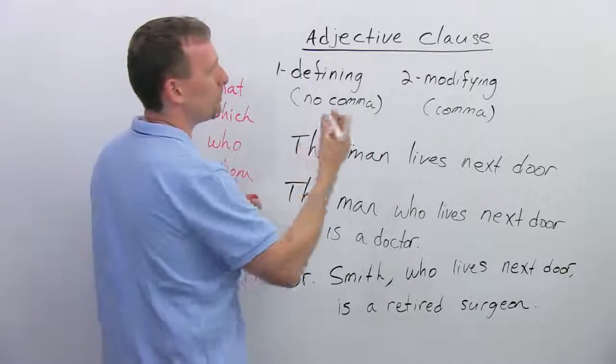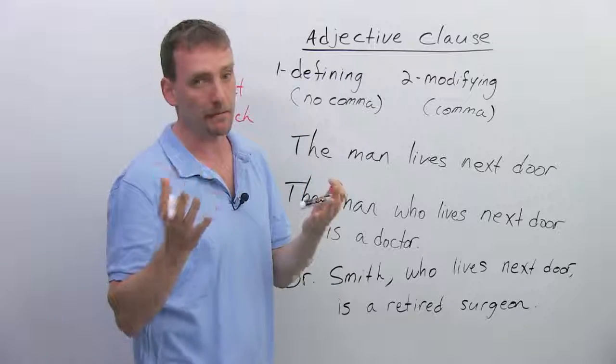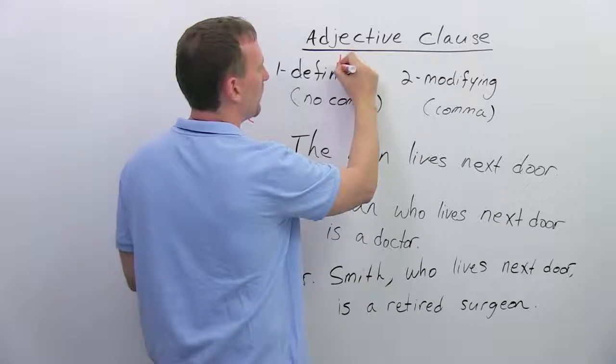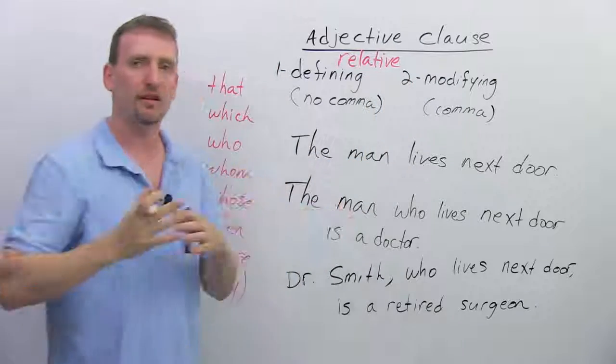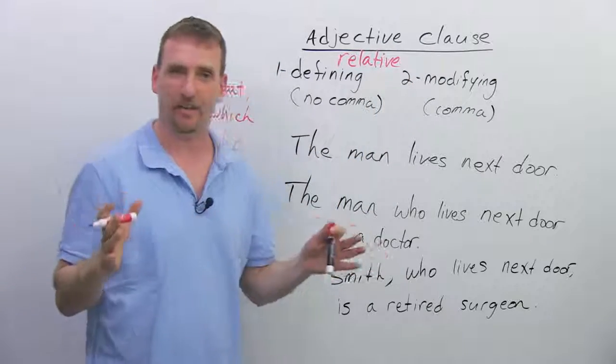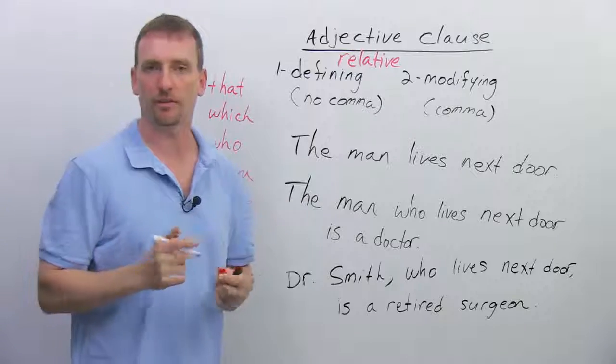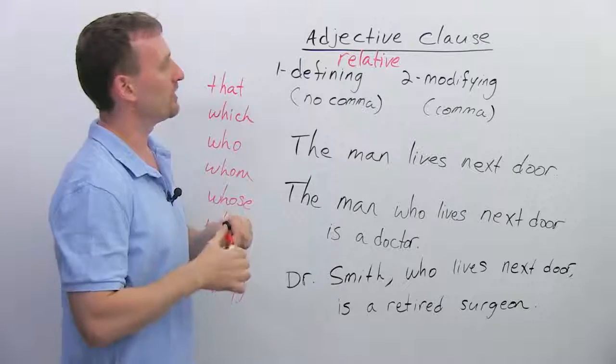Now, some of you will have different grammar books, and some of you will see this called the relative clause. Relative clause, adjective clause, same thing. Different books like to call them different things, okay? So we're going to look at this now.